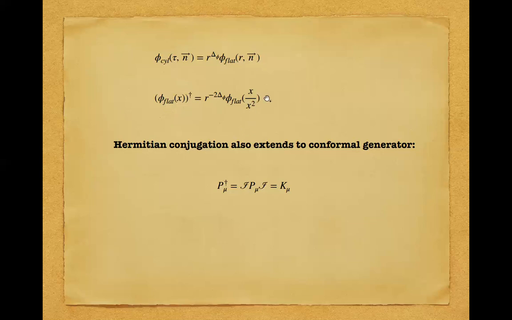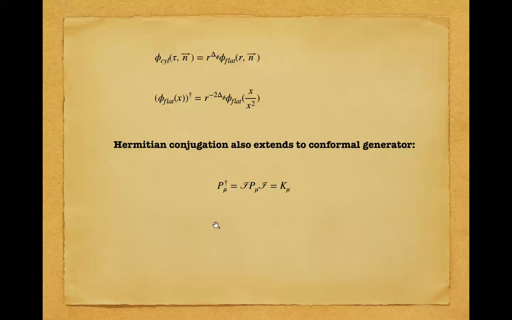If you remember, this is nothing but the inversion. So that's what we said, that in flat space you are doing an inversion. So x mu goes to x mu by x squared. But this conjugation also acts on the generators, so we also need to know the conjugation of the generator itself. It will act on the fields, but at the same time you can also take Hermitian conjugation of the generator itself.